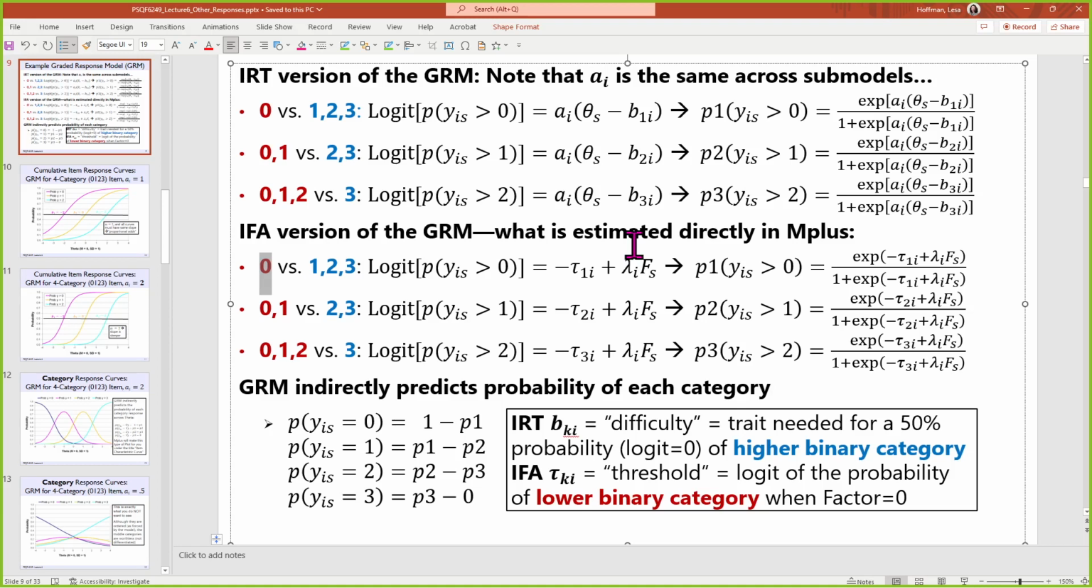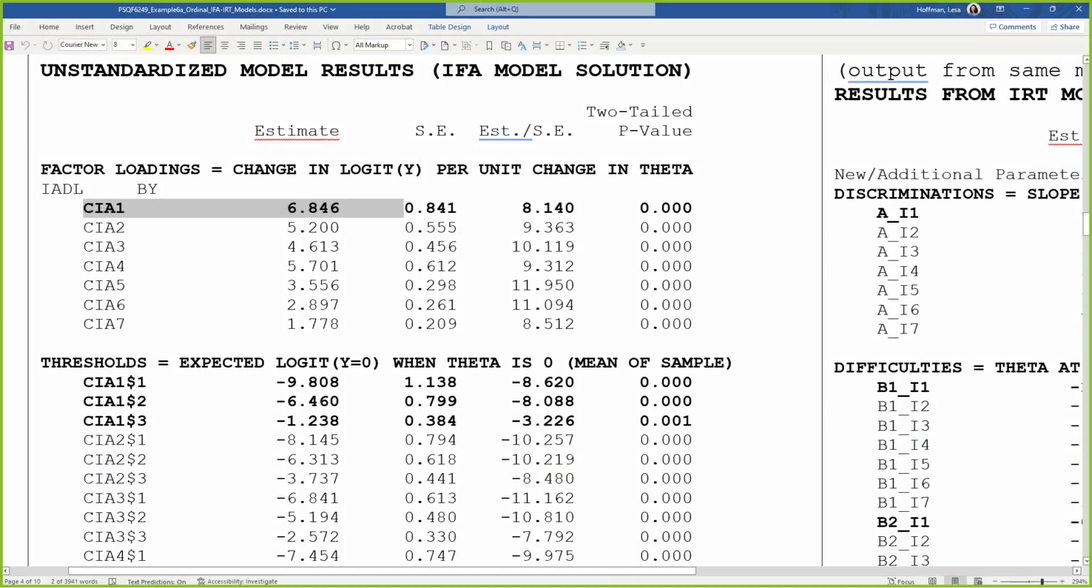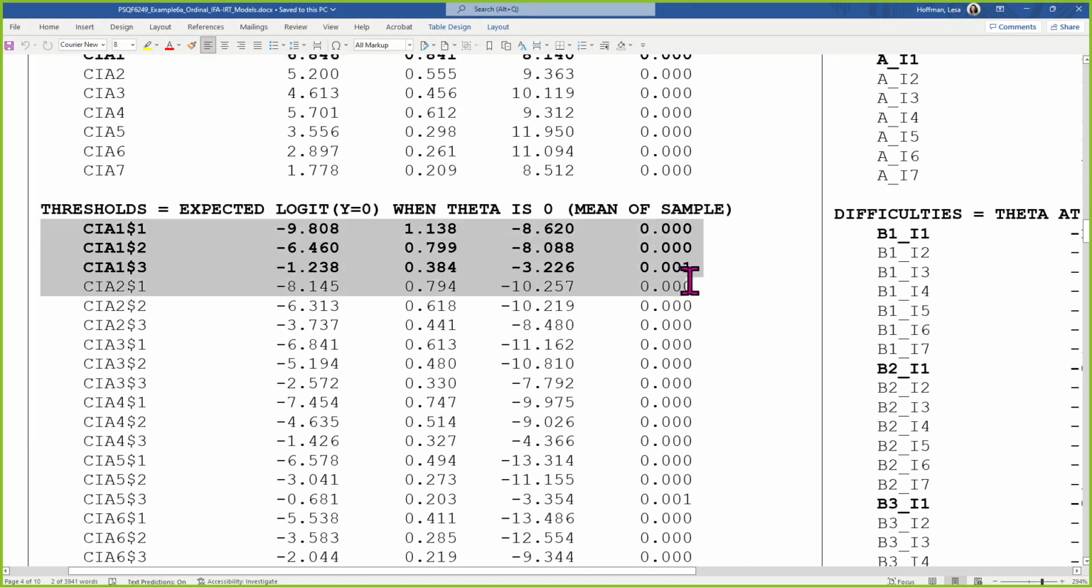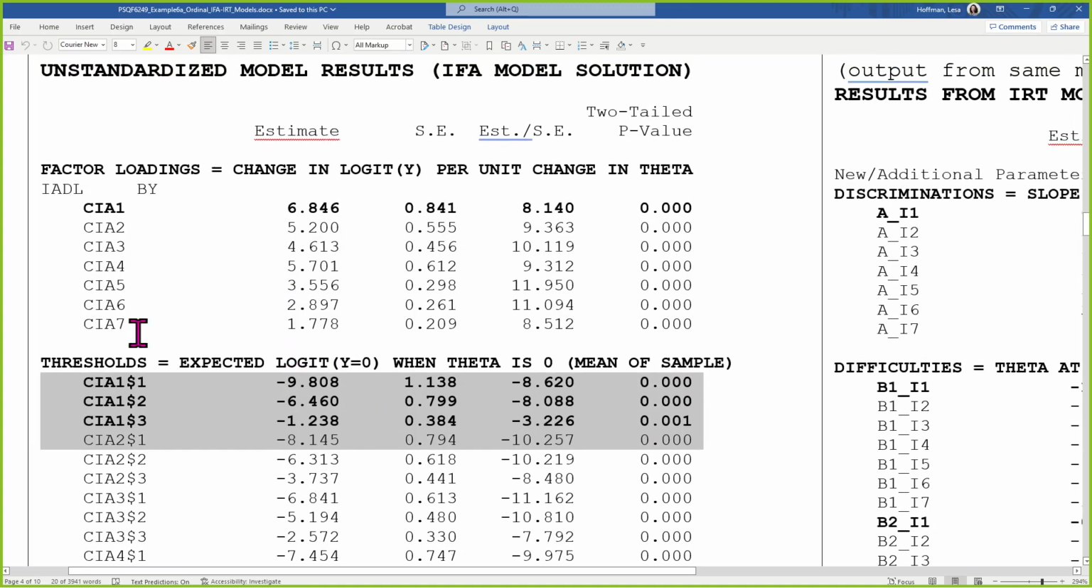So the logit goes up by 6.8. What is it the logit of? Who cares? It's for that item. They're assumed to be the same. So there's only one loading given for each item, even though, as we go down here, each item has multiple thresholds. Item 7 looks like it's the least discriminating.